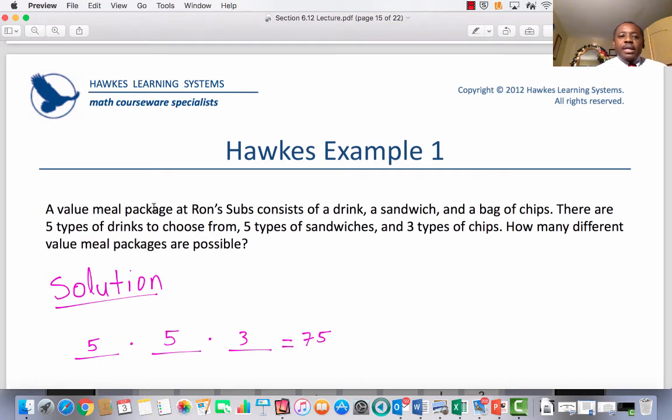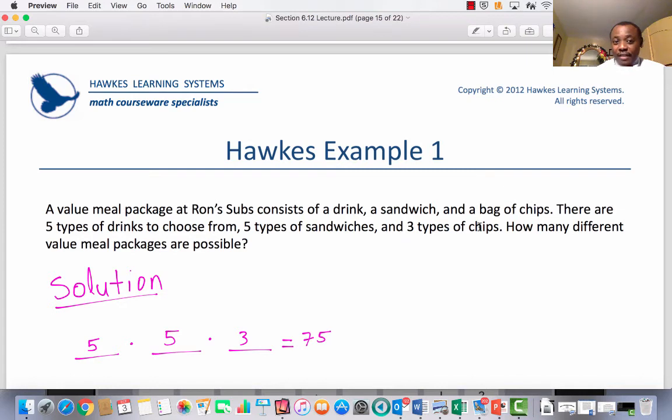A value meal at Run Sub consists of a drink, a sandwich, and a bag of chips. There are 5 drinks to choose from, 5 types of sandwiches, and 3 types of chips. How many different value meal packages are possible?